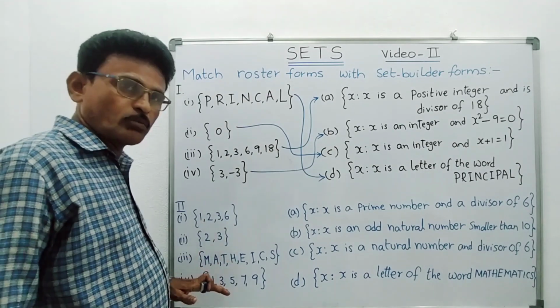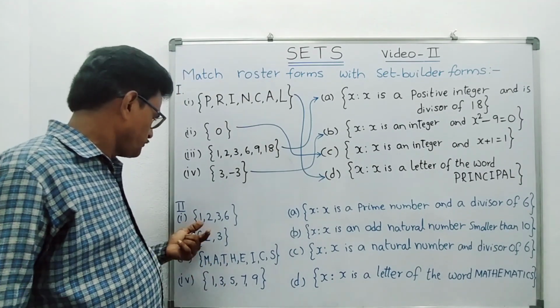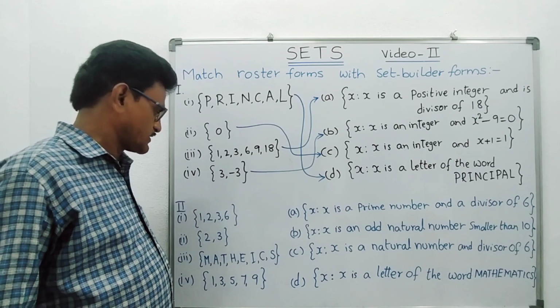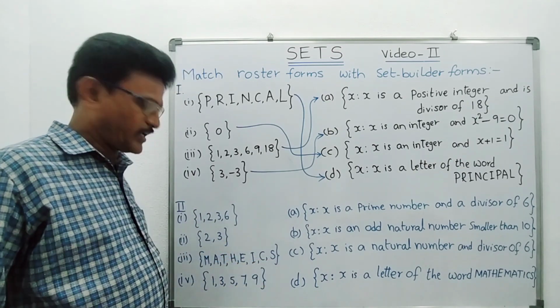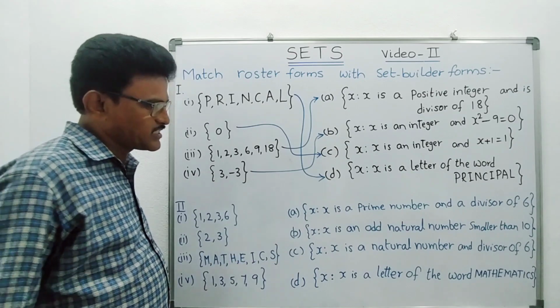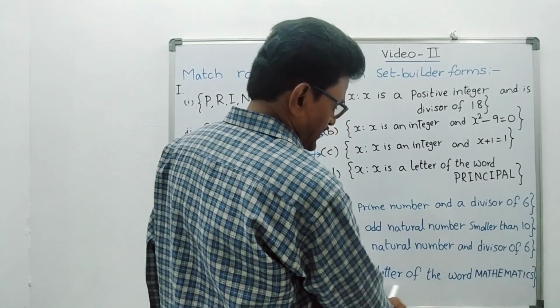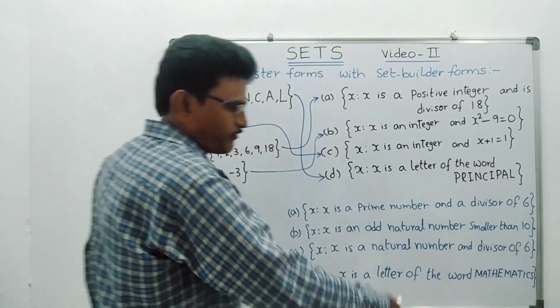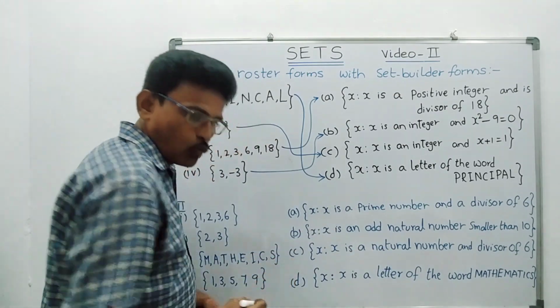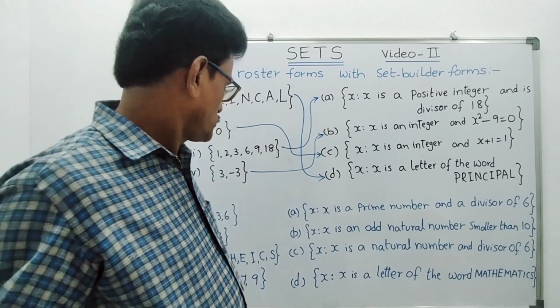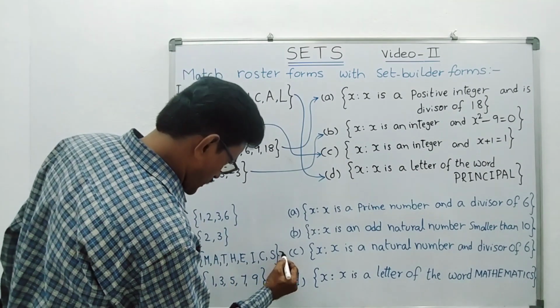Now here is one more match the following from the textbook. See, 1, 2, 3, 6; 2, 3; M-A-T-H-E-S; 1, 3, 5, 7, 9. x is a letter of the word mathematics. From mathematics you select each letter one time only. So this we can join with D.